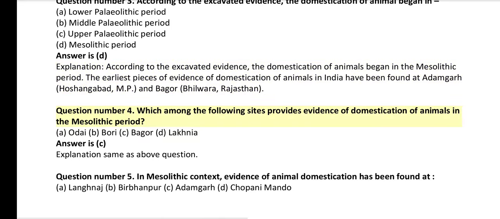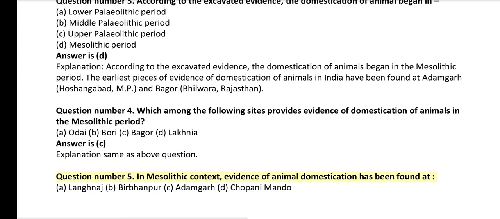Question number 4. Which among the following sites provides evidence of domestication of animals in the Mesolithic period? A. Odai, B. Bori, C. Bagor, D. Lakhnia. Answer is C. Explanation same as above question.